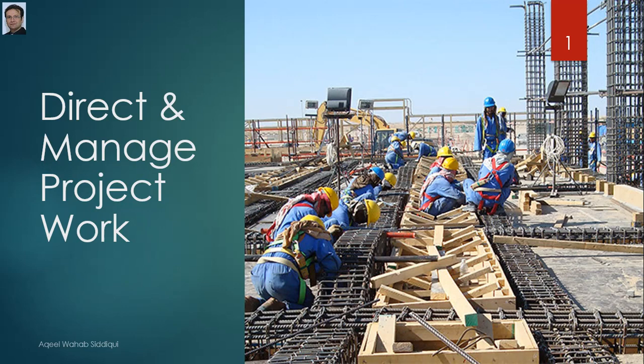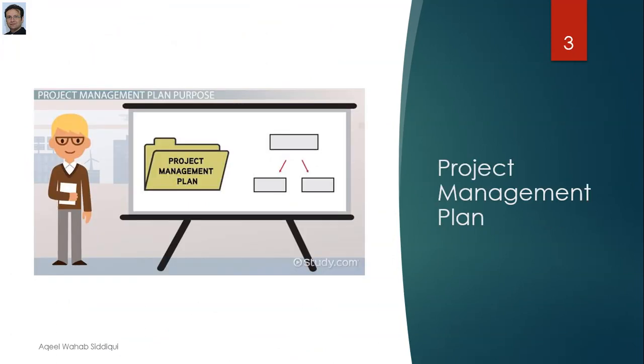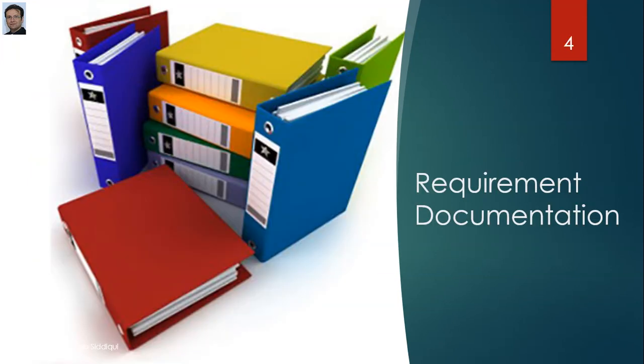You must remember that you will fall in the executing process group when you finalize your planning work. The first thing, right after getting the project charter, is to identify your stakeholders. When you identify your stakeholders and prepare a stakeholder engagement plan, based on those documents you will get the requirements from the stakeholders, and then obviously you will work on the project management plan. Based on the project management plan, you will start gathering requirements from the stakeholders.